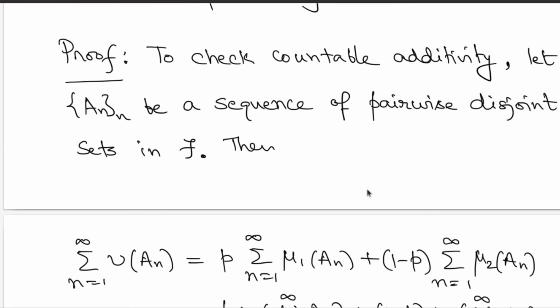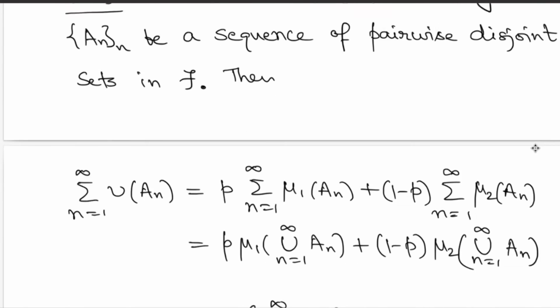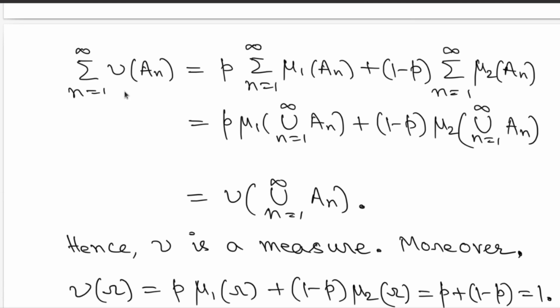How do you check this? Again, start with a sequence of pairwise disjoint sets in your sigma field. Then let's start with the right hand side of the countable additivity property, add up the individual sizes. For the individual sizes, put in the definition. This will give you two individual series, one for mu1 and another for mu2, with the individual weights coming from the convex linear combination p and 1 minus p. Just put in the definition of nu of A_n and you will immediately get this series on your right hand side.